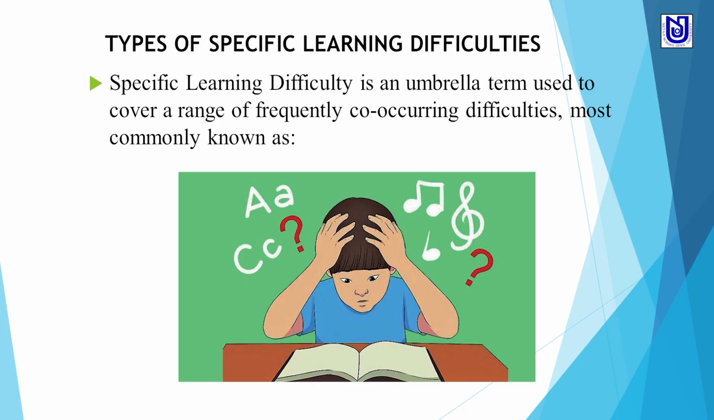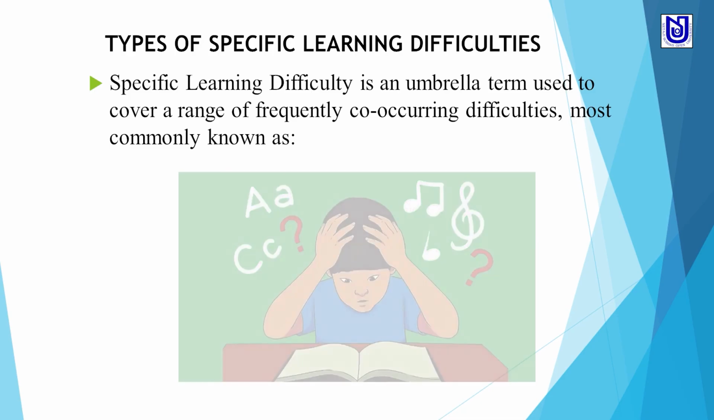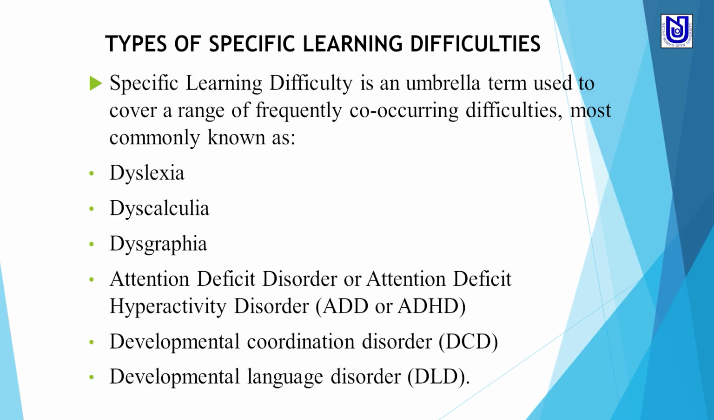Specific learning difficulty is an umbrella term used to cover a range of frequently co-occurring difficulties, most commonly known as dyslexia, dyscalculia, dysgraphia, attention deficit or attention deficit hyperactivity disorder, developmental coordination disorder, developmental language disorder.